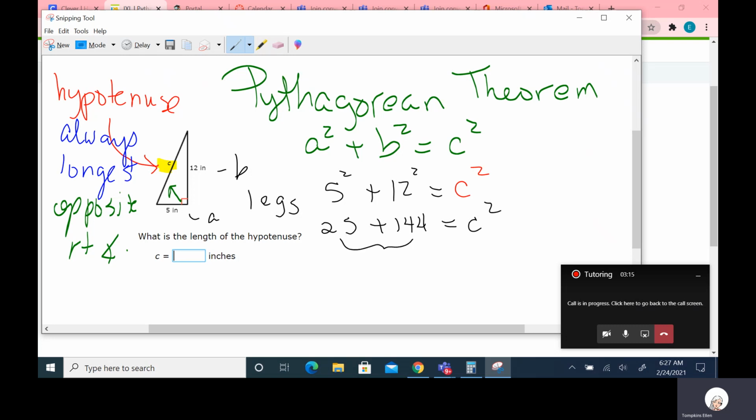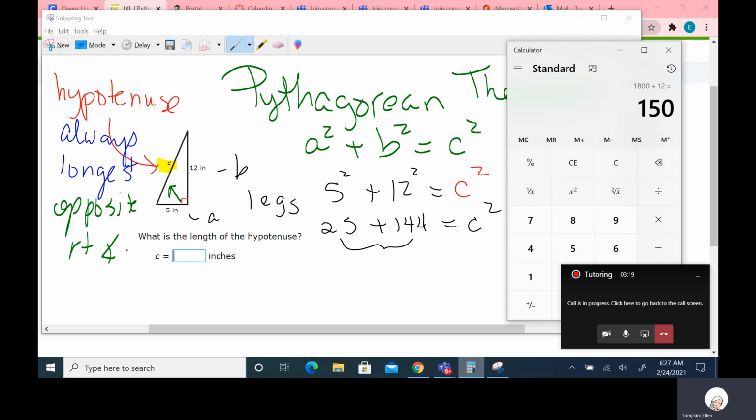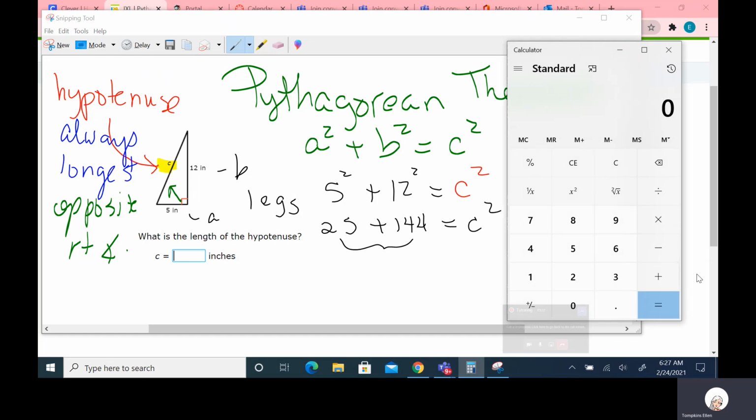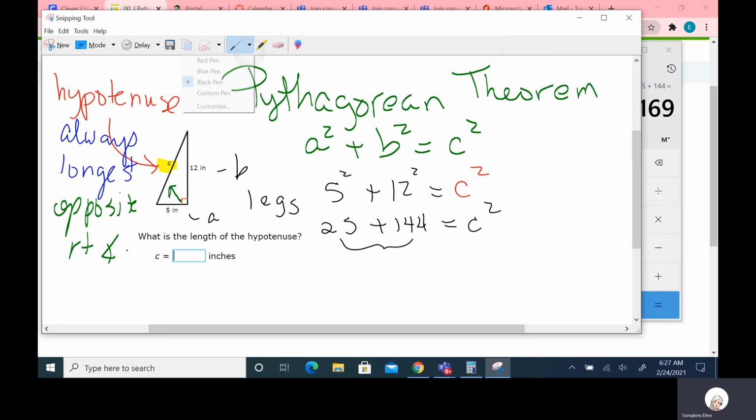We're going to go ahead and add these. 25 plus 144, and you're going to get 169. So you're left with 169 equals C squared. They didn't ask for that. They asked for C by itself.